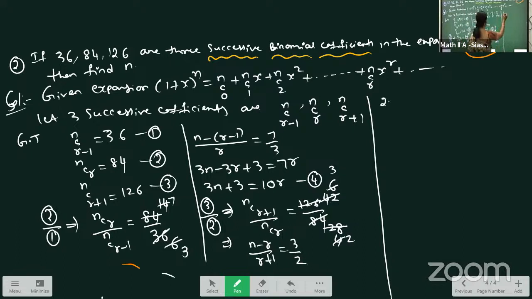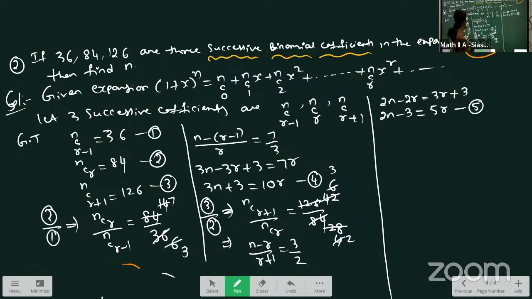2n minus 2r is equals to 3r plus 3. Bring 3 to this side, it becomes n minus 3 is equals to, if 2r goes that side, plus 2r, 3r plus 2r is 5r. Take this as equation 5.